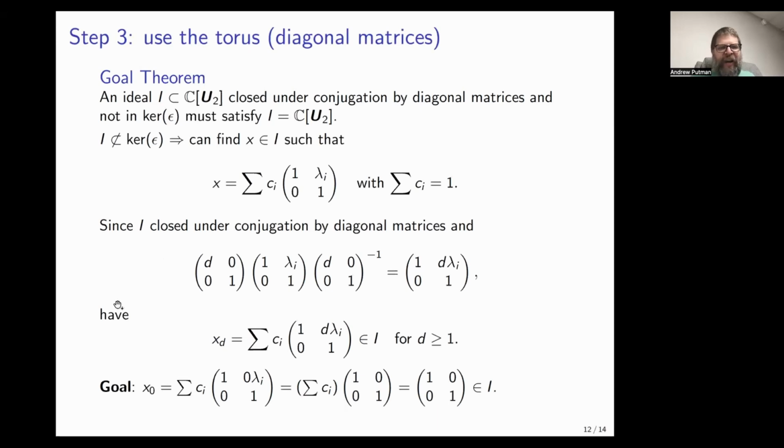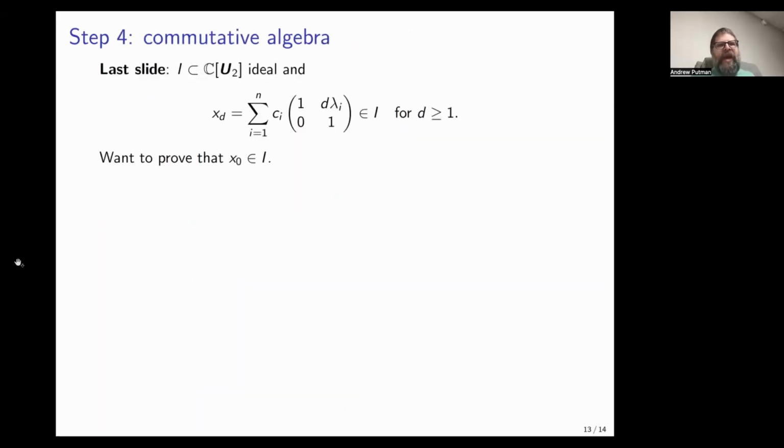Okay, so I have this huge supply of elements inside my ideal, and I want to show that I could just formally replace d by 0. So I have it for d equal to 1, 2, 3, 4, 5, 6, 7, and I want to somehow go down by 1 to 0. Okay, and so I just restated what I have.